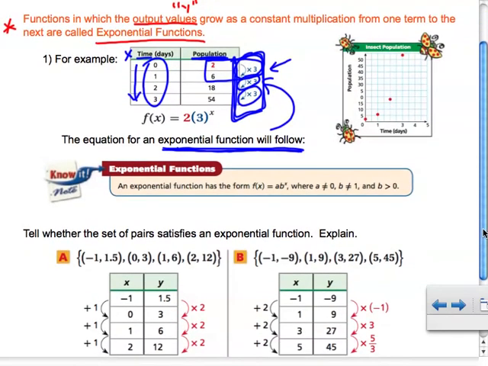So this is important, this know-it note. They tell you, hey, write it down. An exponential function has the form f of x is equal to a times b to the x power, where a is not 0, b is not 1, and b is greater than 0. Okay, lots of little characteristics there. Why don't you guys hit pause and write down this formula that you see in the nice tan box.